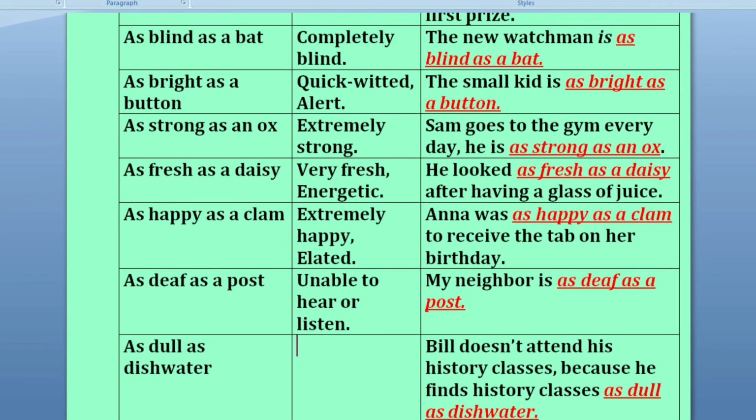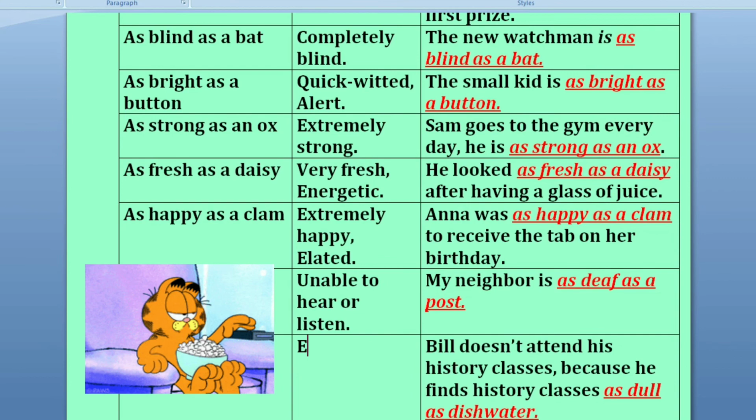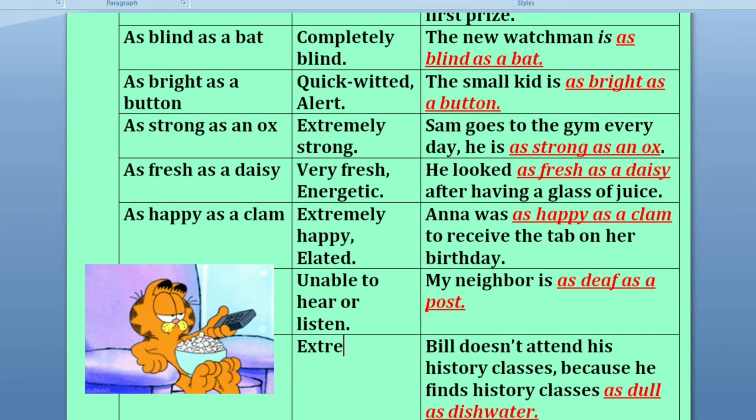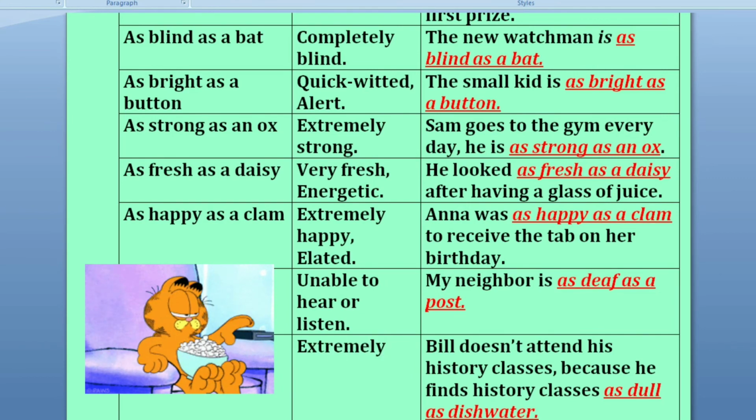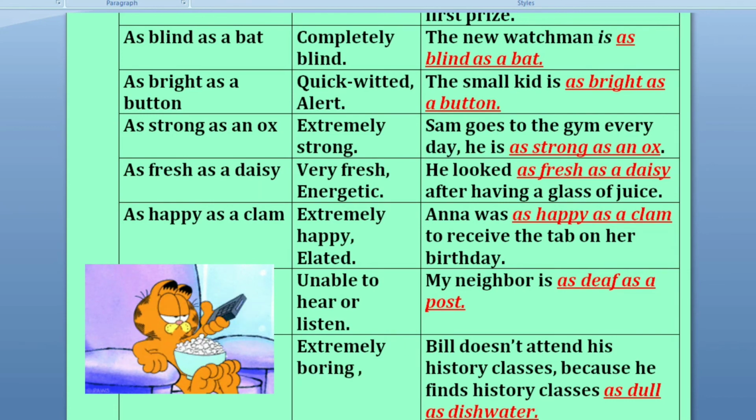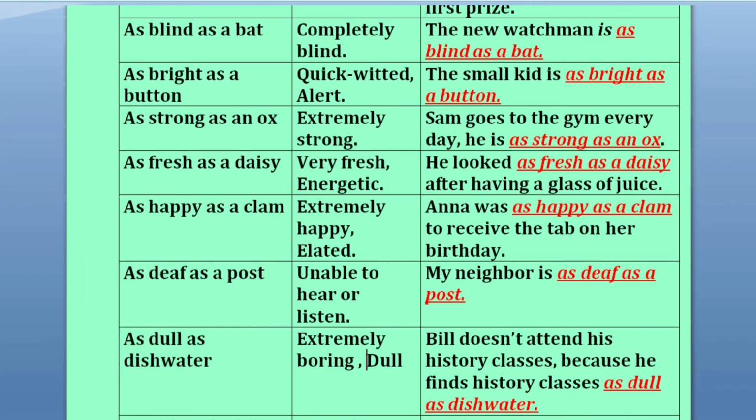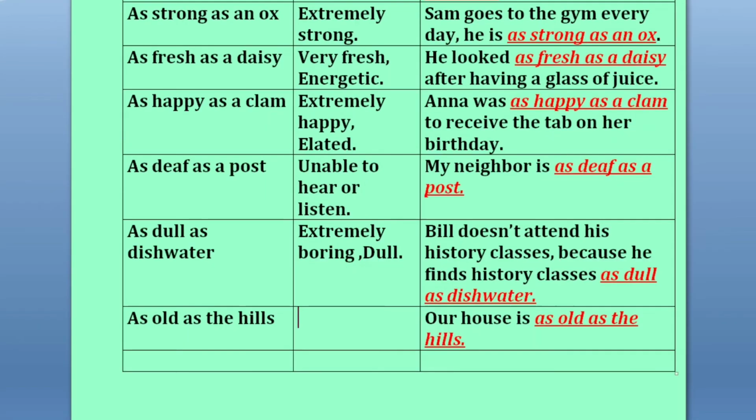So up next you see the ninth simile for today. As you see on your screen, number 9 is as dull as dishwater. It is also a very important one, and it means extremely boring or dull. As I am typing the meaning, it means extremely boring or dull. So as you see the beautiful example is given. Bill doesn't attend his history classes because he finds history classes as dull as dishwater. That's the way you can use this beautiful simile.